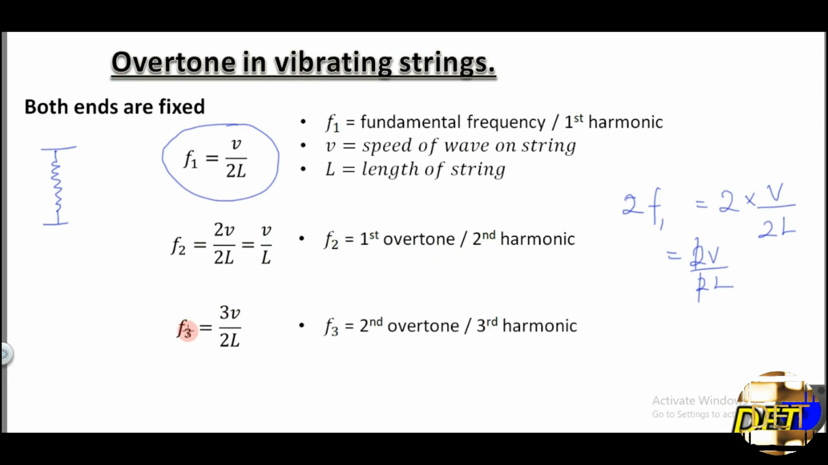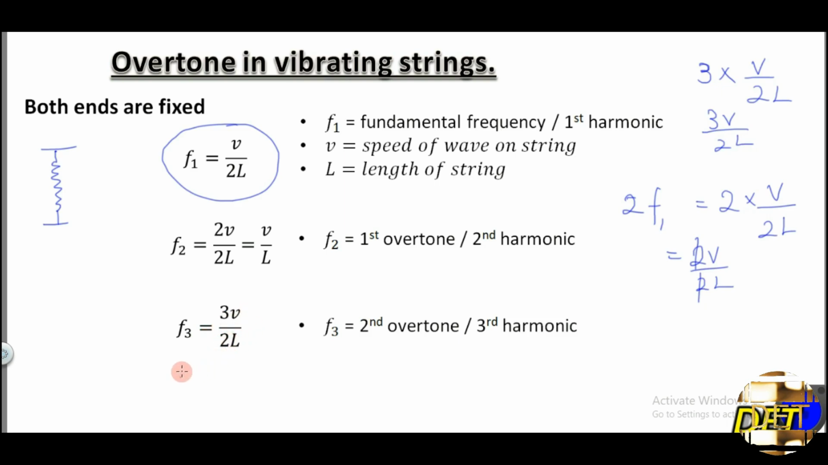Then the third harmonic or the second overtone will be 3 times the first harmonic, right? 3 times the fundamental frequency. So 3 times this, which is V over what? 2L. So 3 times this will give me 3V over what? 2L. And that is what we have here as the third harmonic or the second overtone, right?